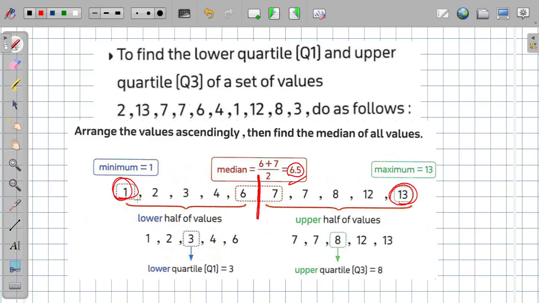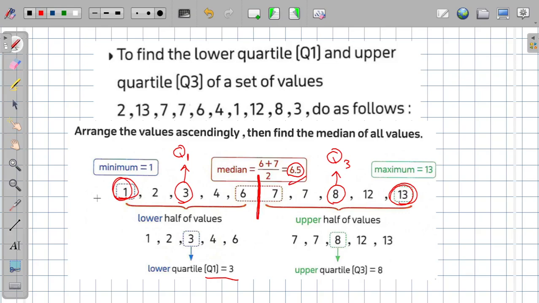So here the median will be 3 because it's the value that is in the middle. So 3 is the median of the first half, and 8 here is in the middle too, so 8 is the median of the upper half. So I can say 3 is the Q1, or the first quartile or the lower quartile, and 8 is the Q3, or the third quartile or the upper quartile.